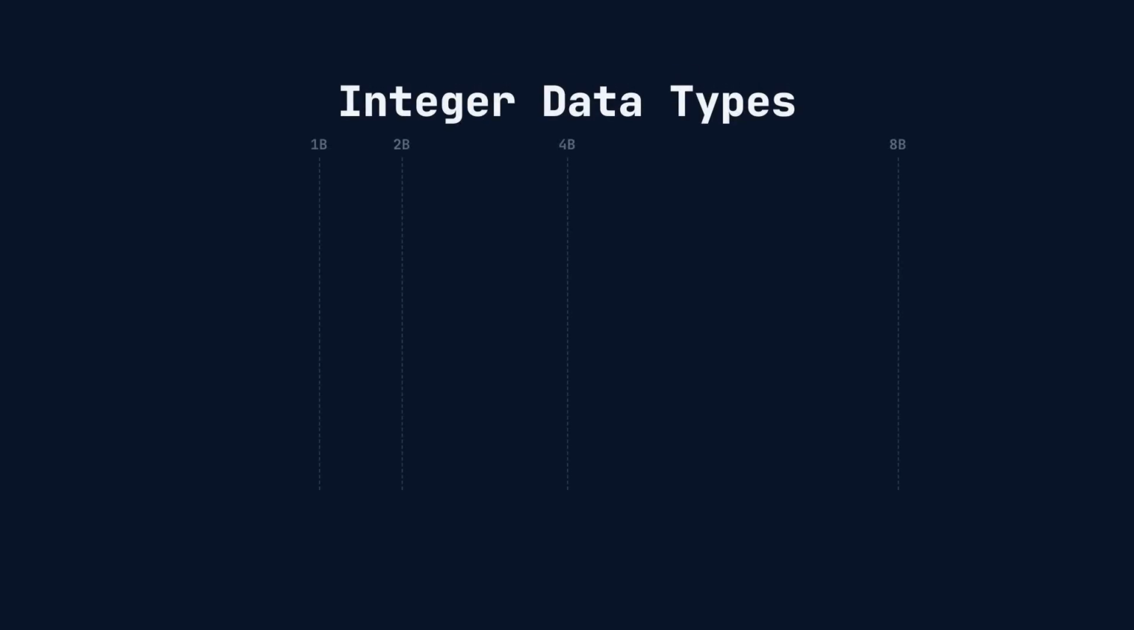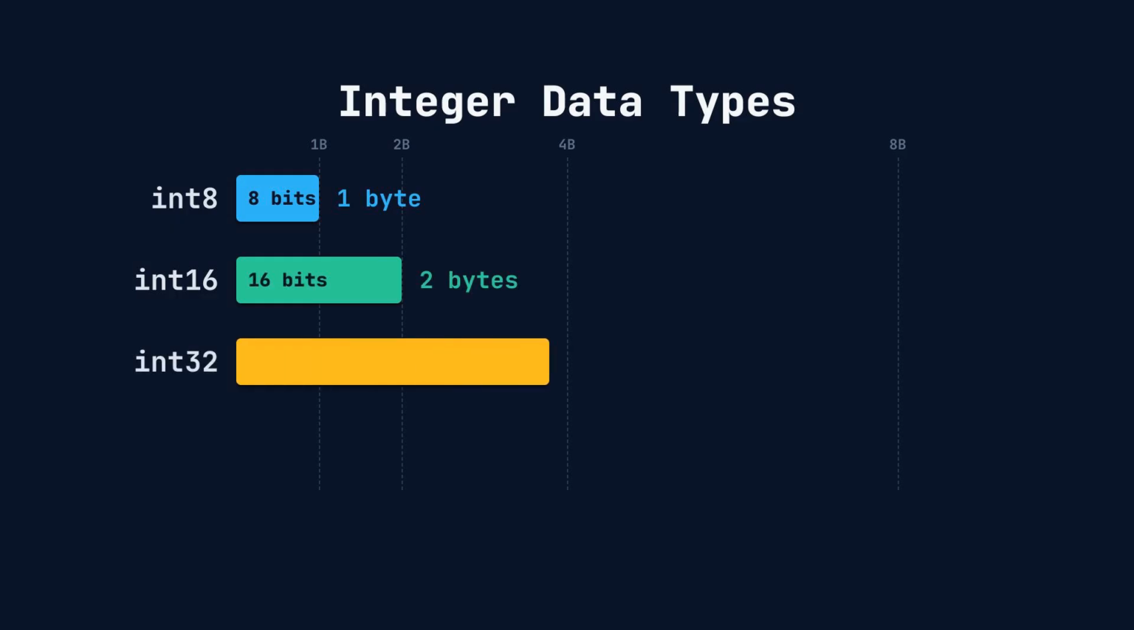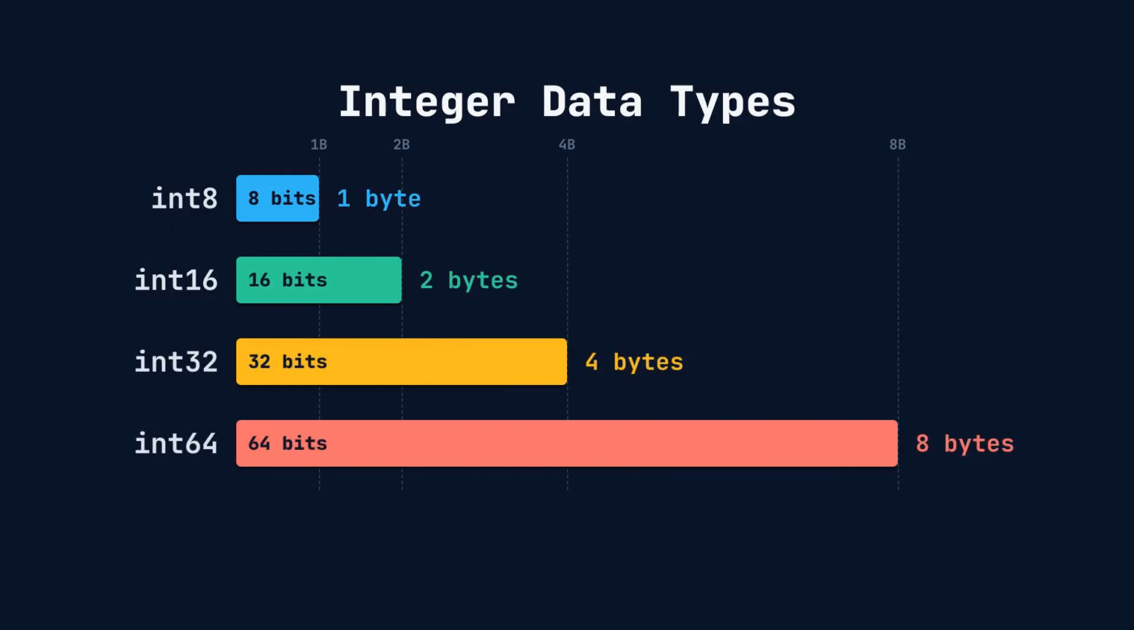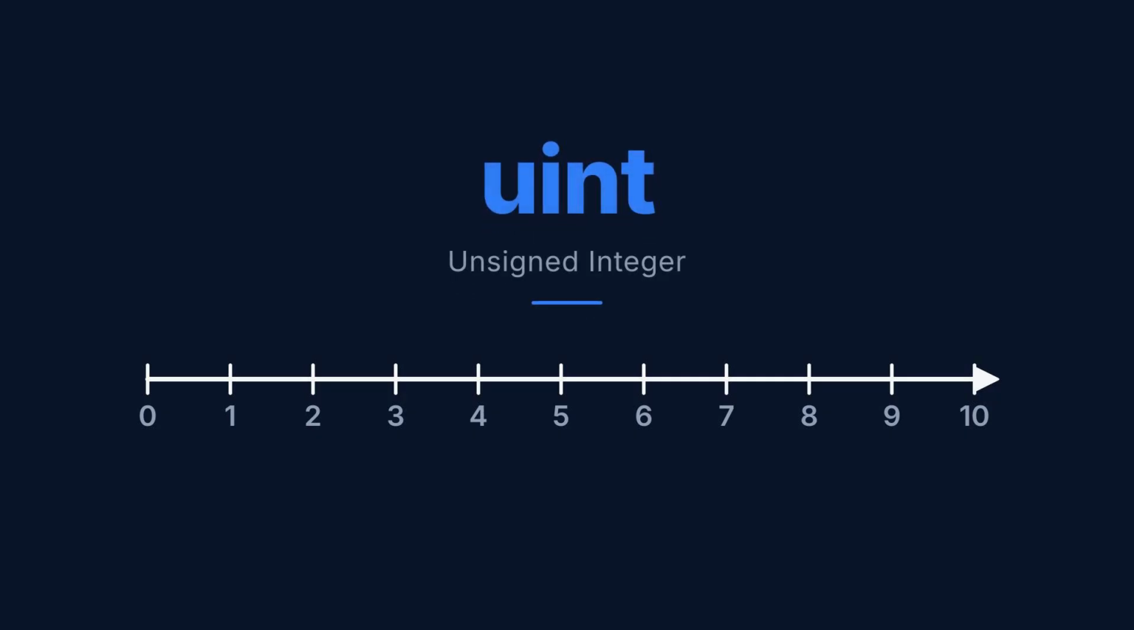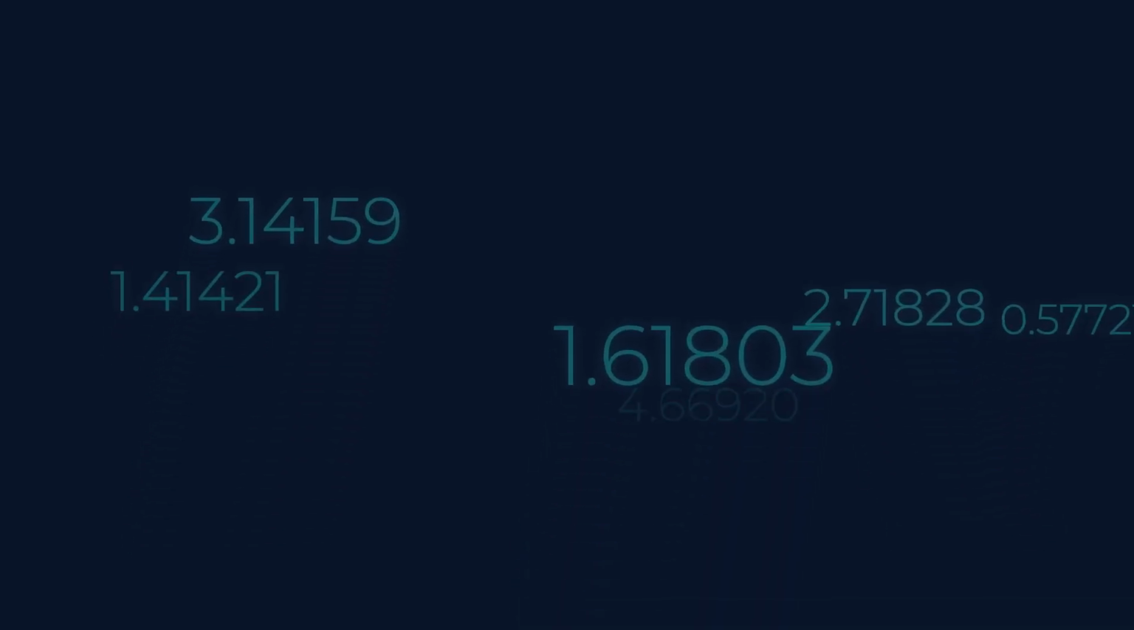Go also provides different integer sizes like int8, int16, int32, and int64. These allow you to control how much memory your numbers use. Unsigned integers, or uint, can only store positive values. They're useful when you know your data will never be negative. Floating point types like float32 and float64 are used for decimal numbers.